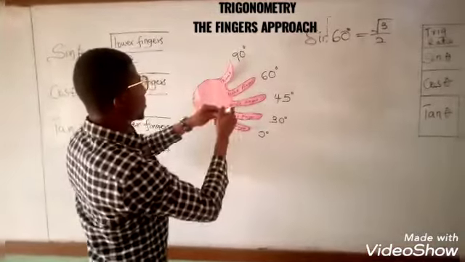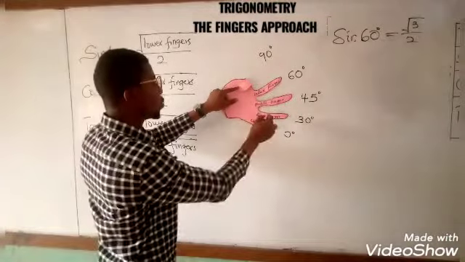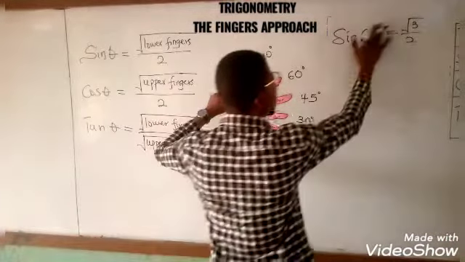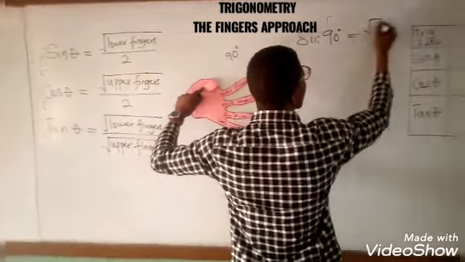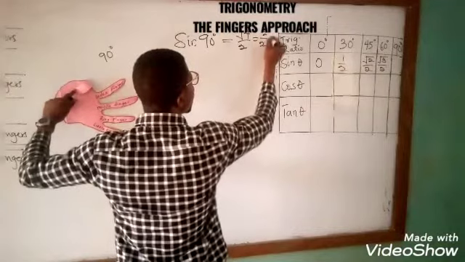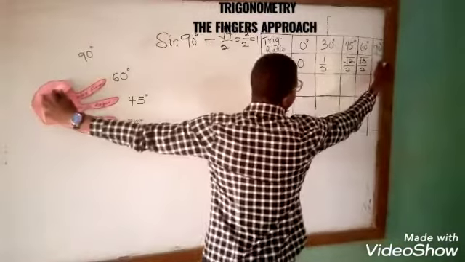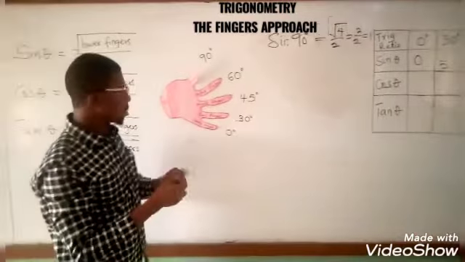Sine 90. We crumple this. 1, 2, 3, 4. So sine 90 degrees is the square root of 4 divided by 2, which is 2 over 2, which is 1. So sine 90 degrees is 1.